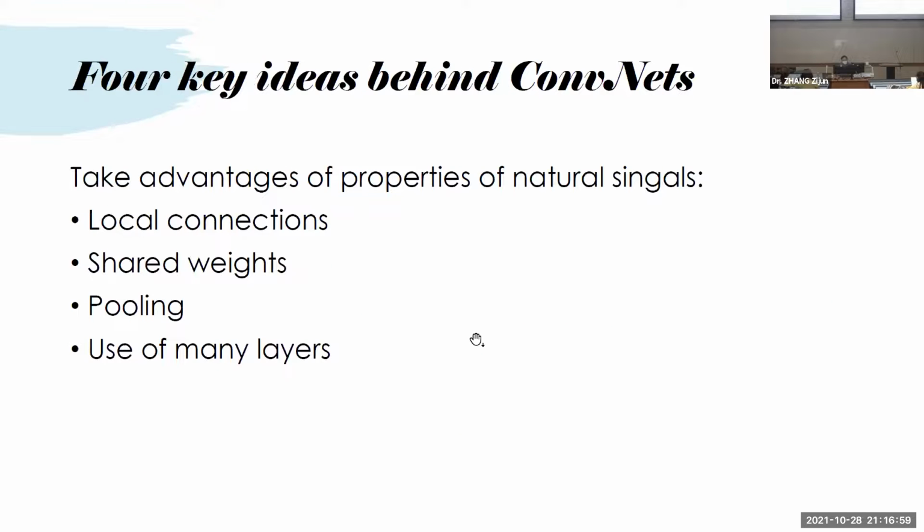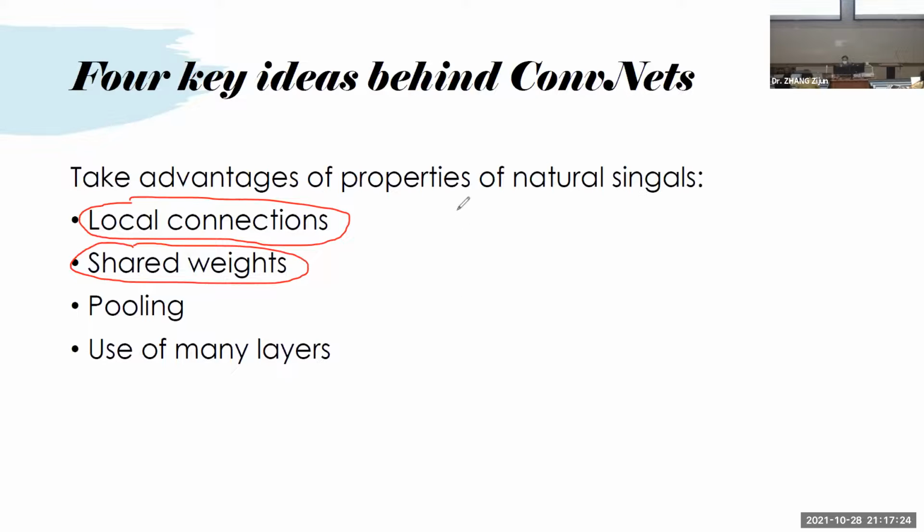So, four key ideas behind convolutional neural networks. CNNs take advantage of the properties of natural signals. The four key properties are, first, using kernels to build up local connections. And the kernels have shared weights.